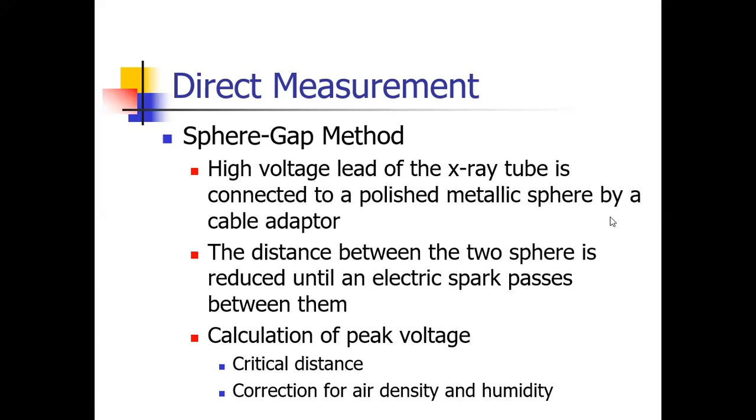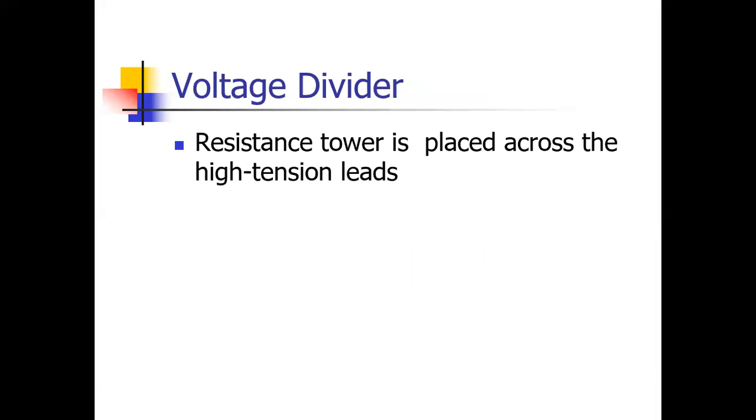The sphere gap method: the high voltage lead of the X-ray tube is connected to a polished metallic sphere by a cable adapter. The distance between the two spheres is reduced until an electric spark passes between them. In the calculation of the peak voltage, you have the critical distance and the correction for air density and humidity, which can also factor into this.